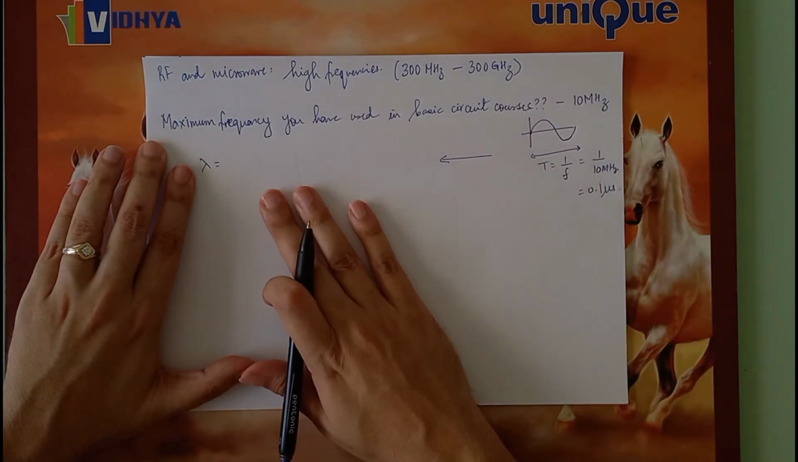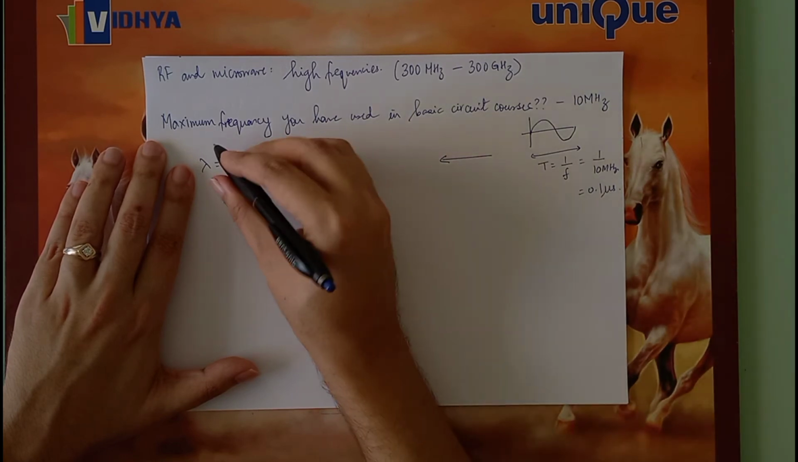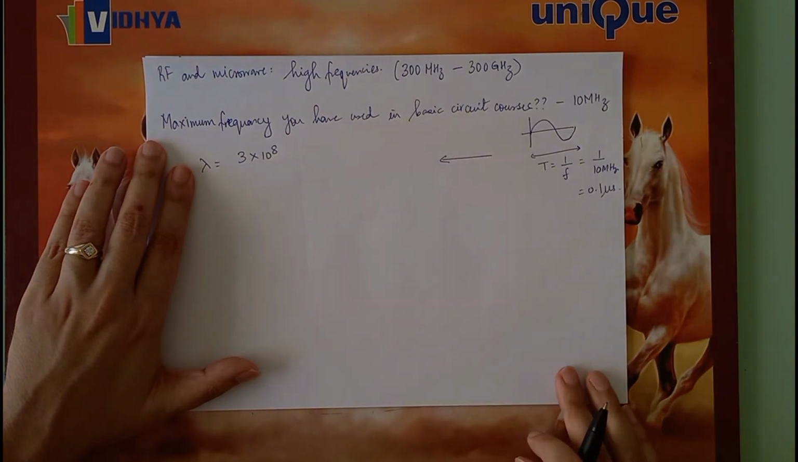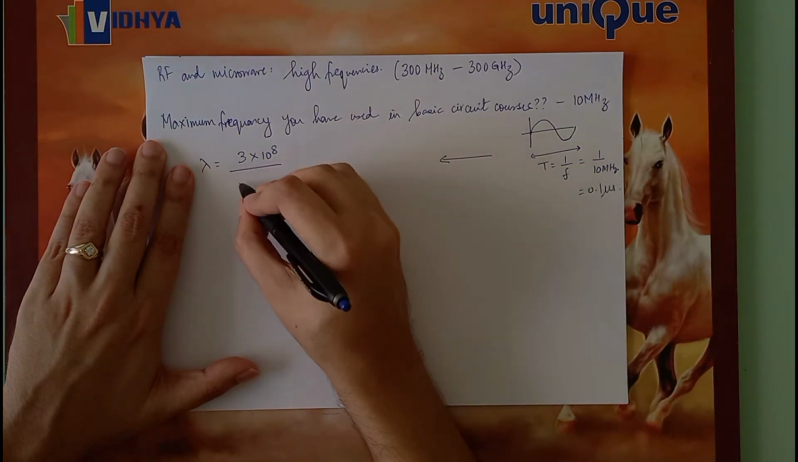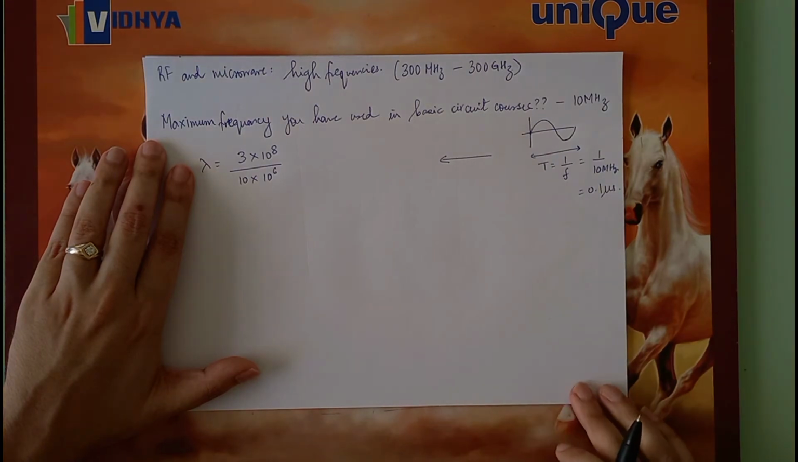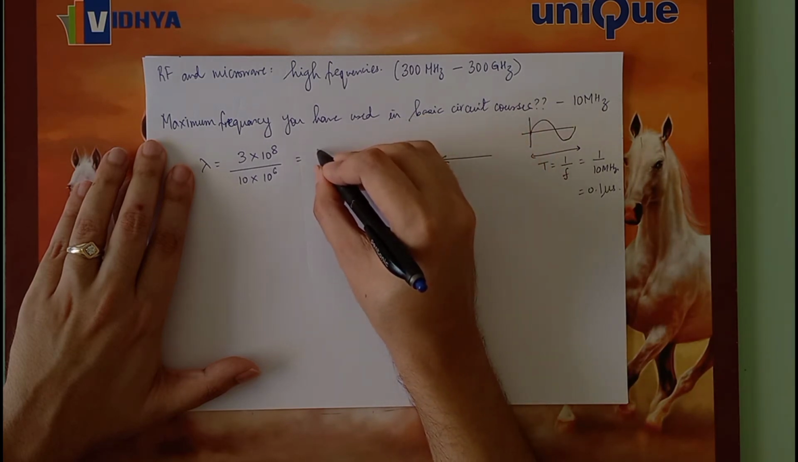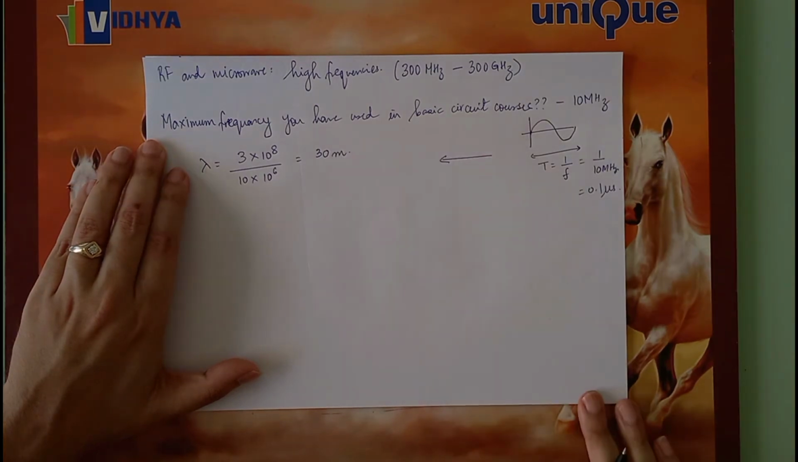Now, all waves are electromagnetic waves. For the sake of simplicity, you can assume that the wave is traveling in air. So, the velocity of the wave is 3 into 10 raised to power 8 meters per second divided by the frequency, which is 10 megahertz, which is 10 into 10 raised to power 6. So, how much would that be? That is about 30 meters. Well, so far so good.